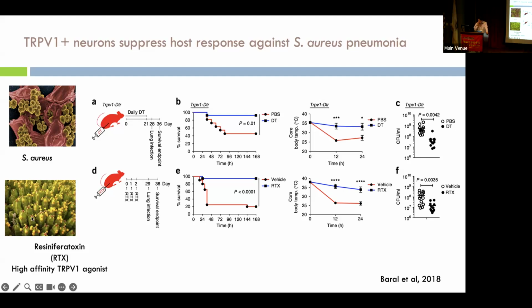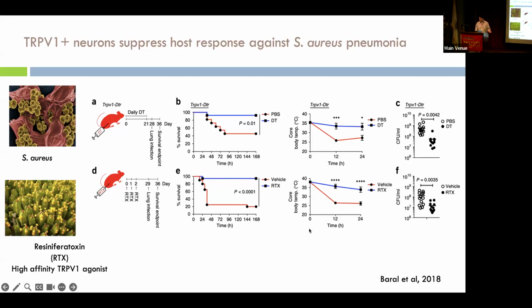Here's a second method where we give the mice this high affinity TRPV1 agonist called resiniferatoxin. It's from a cactus that's extremely painful. It's 1,000 times more painful than capsaicin. But because it's such a strong stimulus, it will kill the nerves. So we ablate chemically the TRPV1 neurons and then give them the Staph aureus. And you can see, again, they did better. They had less mortality, higher body temperature, and also better clearance of the bacteria.